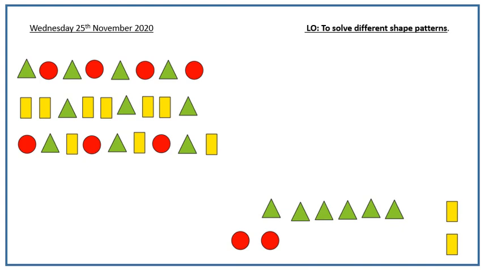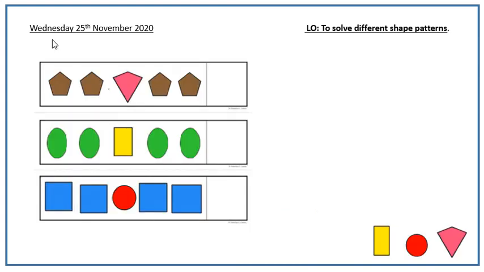Let's have a look at something else. If we look at these patterns, can you work out what the next shape should be? Let's look at the first one. Do you remember the name of this shape? Yes, it's a pentagon. Do you remember the name of this shape? It's a kite. So let's see what the pattern is. So it's pentagon, pentagon, kite. Pentagon, pentagon. What do you think comes next? Yes, it's kite. I've got kite here. Pick my kite up and put it there. So it goes pentagon, pentagon, kite. Pentagon, pentagon, kite.